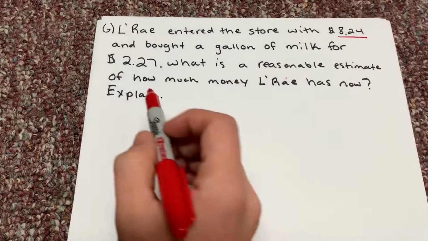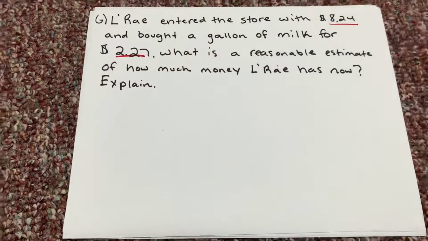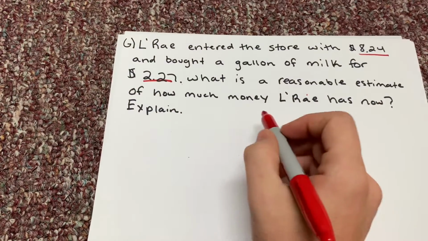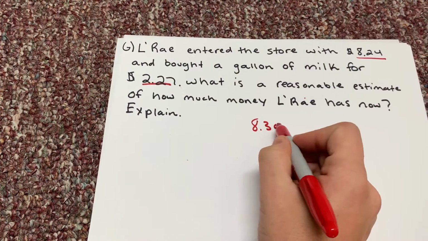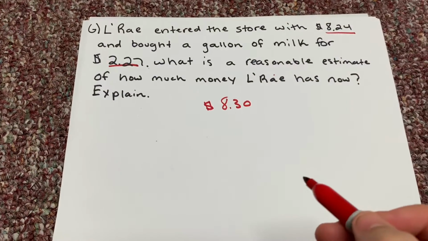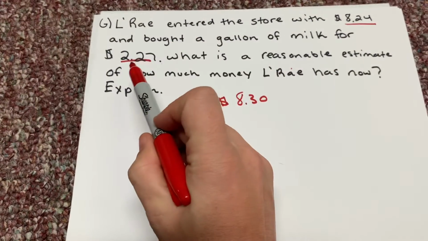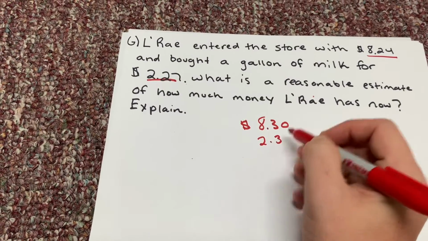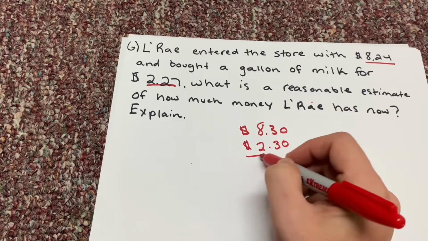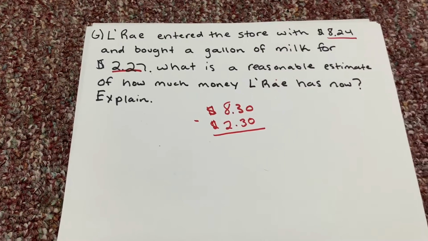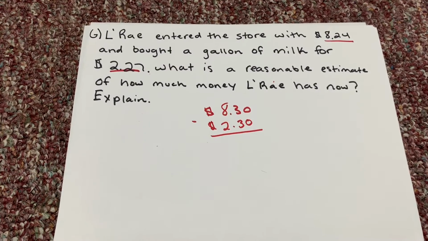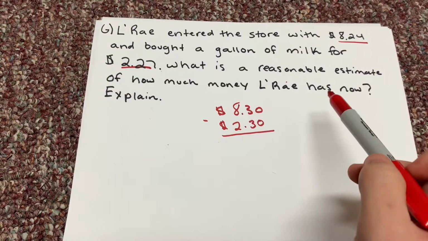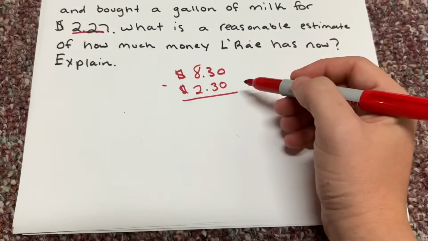$8.24 and I have $2.27. Well, I'm going to go ahead and estimate $8.24 to $8.30. And then I'm also going to estimate $2.27 to $2.30. And I'm going to find the difference of that. So I want to know, because it's asking me how much money Lorraine has now, so I'm going to go ahead and subtract.